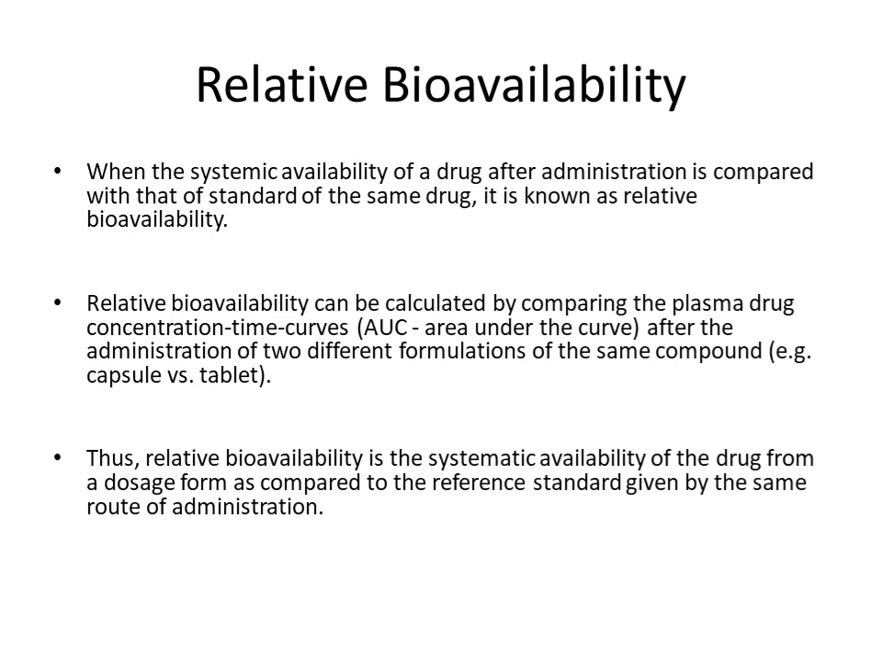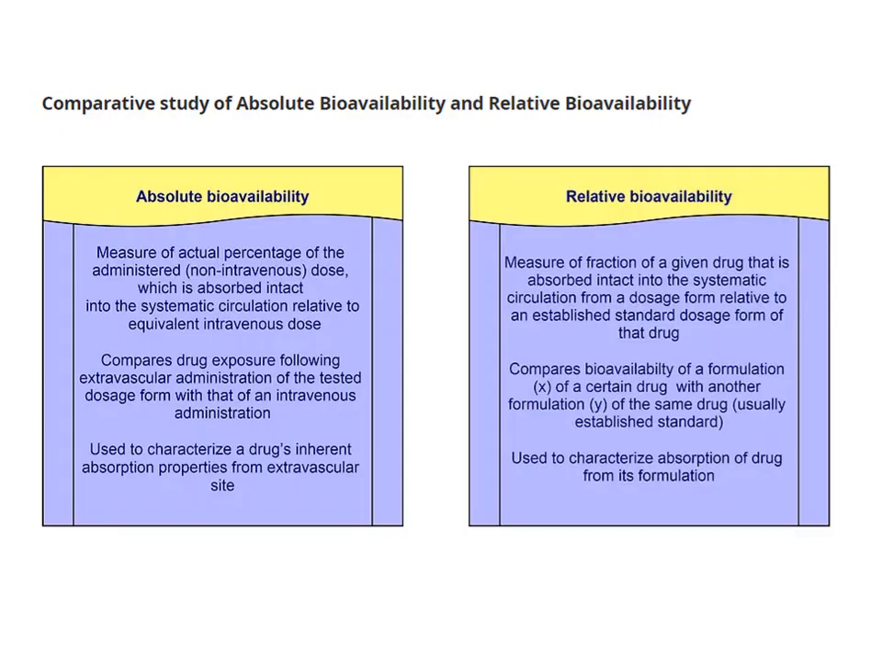So you have a capsule and you have a tablet, and you give it through the desired route of administration and see what is the systemic bioavailability by plotting the concentration time curve. Relative bioavailability is the systemic availability of the drug from a dosage form as compared to the reference standard given by the same route.